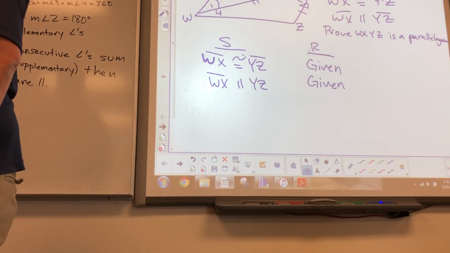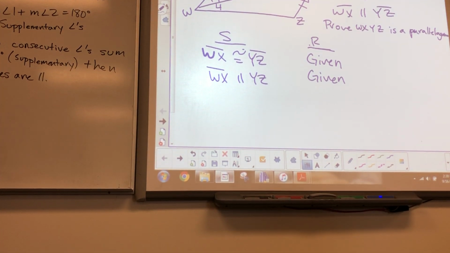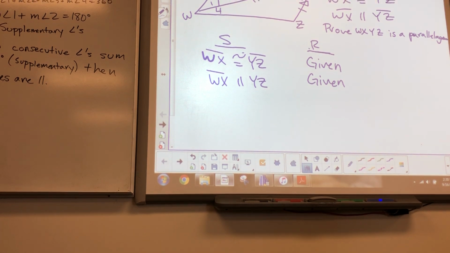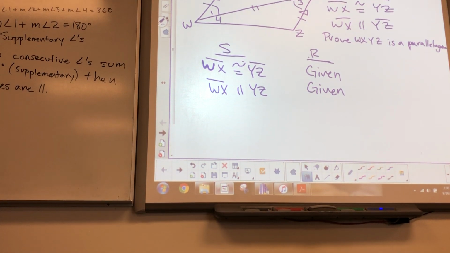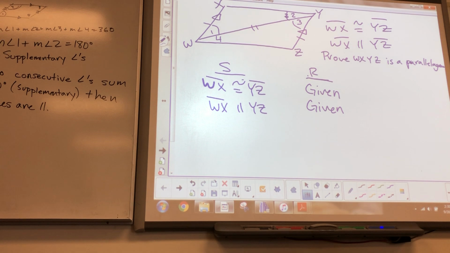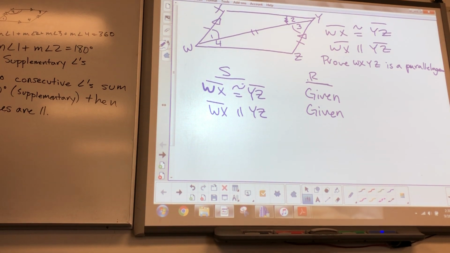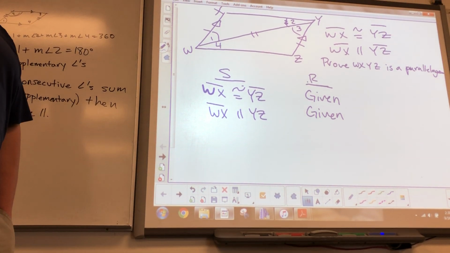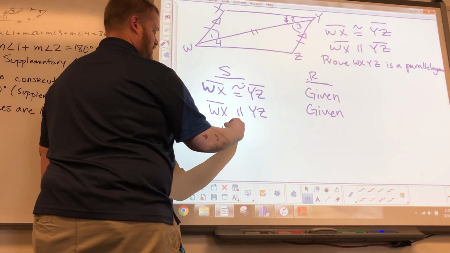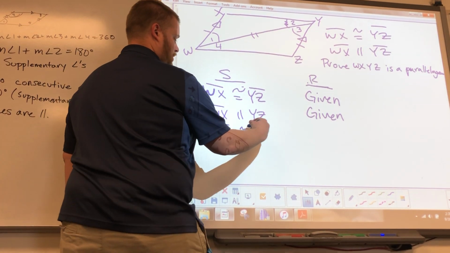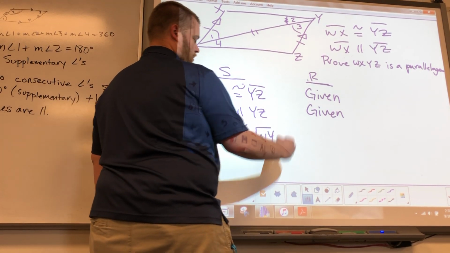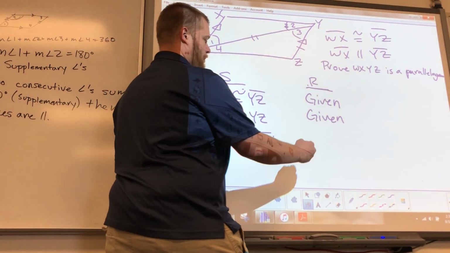Okay? From there, what's something that I know? It's something that we used a ton. W and Y. So WY is congruent with itself, right? So WY is congruent with WY by a reflexive property.